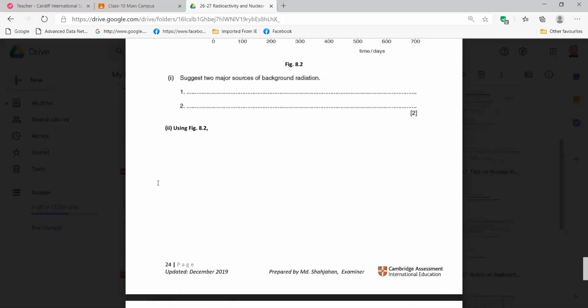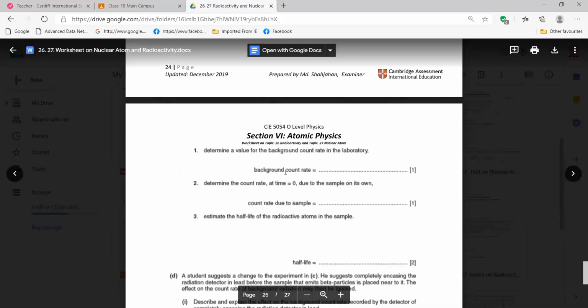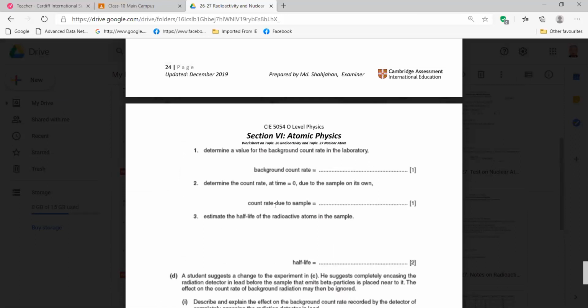And the next one we also discussed. After the background count rate, this one we discussed, the count rate due to the sample. You please note it down. 49 minus 22, it is 27.